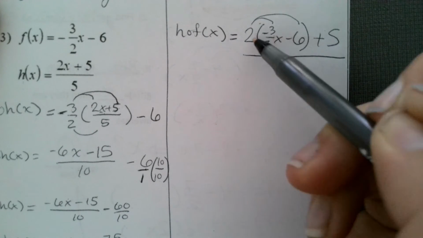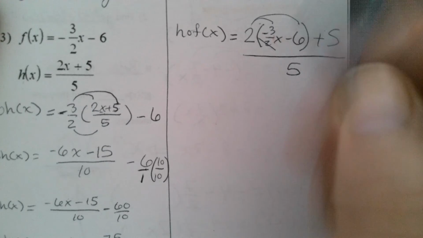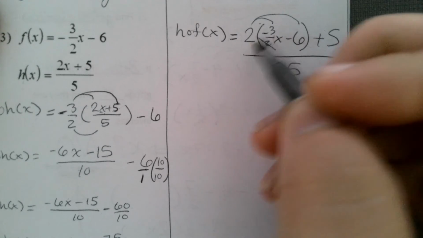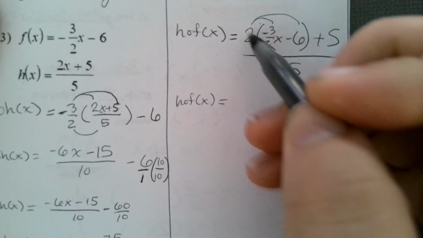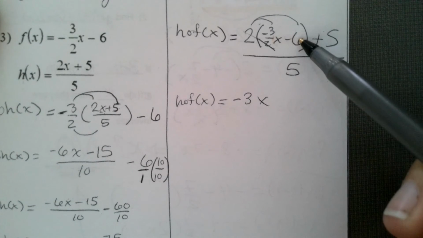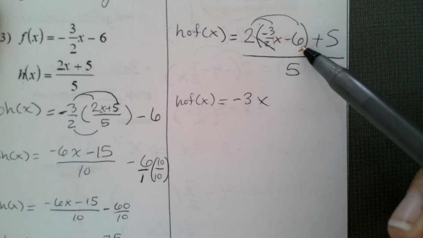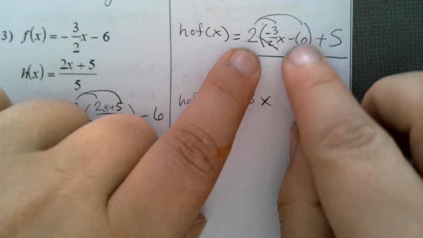What do I do with those 2 2s? What does that make? Anybody? Cross them out. So I've got negative 3x, but we still have to have the 2 times the negative 6. What's 2 times negative 6? Anyone? 2 times negative 6.